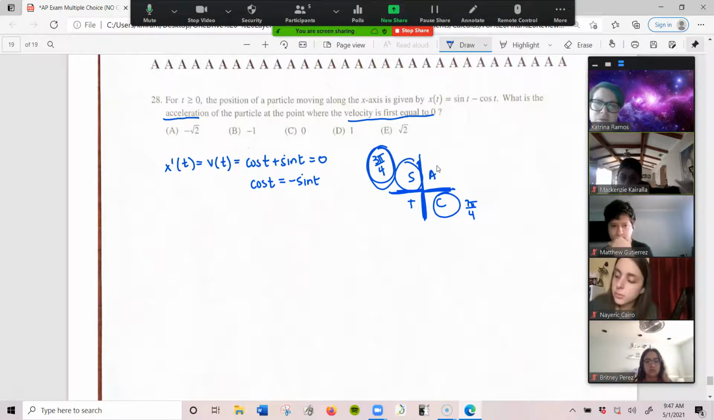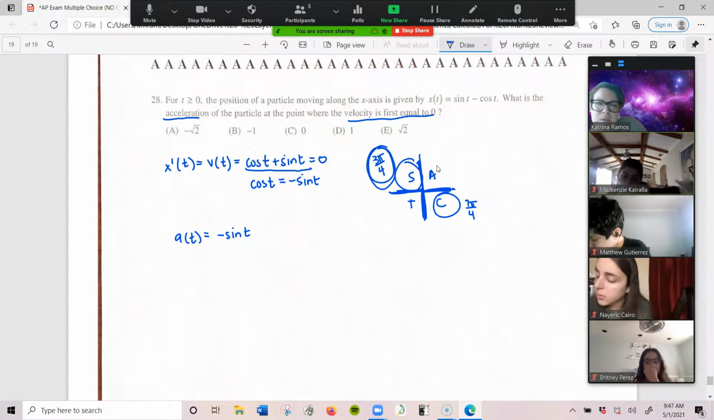So we take the second derivative now to get acceleration. So acceleration is going to equal, I'm using this here, negative sine t plus cosine t. And now we plug in the 3 pi over 4.